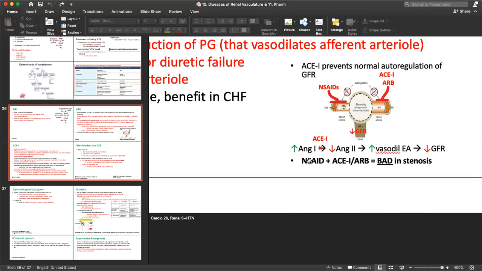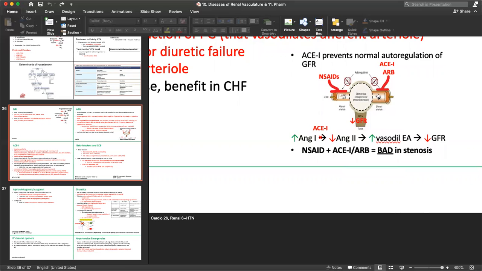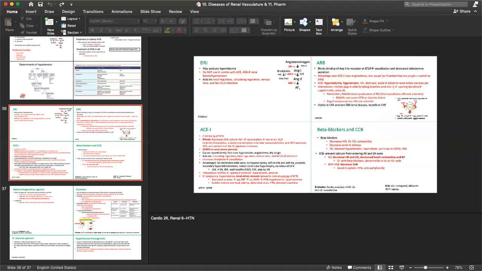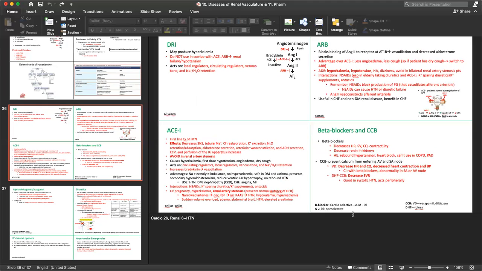If we combine an NSAID, which is going to decrease the size of our afferent arteriole, decrease blood coming in, and decrease our efferent arteriole, we're not getting blood anywhere. So not a lot coming in here, a lot coming out. Our GFR is going to be super bad. So it's going to be really bad in renal artery stenosis. Okay. So back. Make sure you avoid those, our ACE inhibitors and ARBs, in renal artery stenosis.